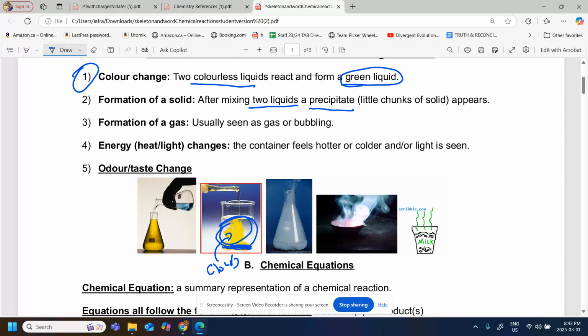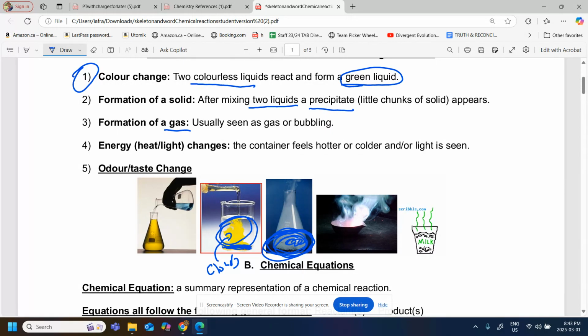You could have formation of a gas, so usually you see that as bubbling. Now, just to be clear, if you boil water, you'll see bubbling, but it's not because a reaction is happening. You really have to see bubbling when you just mix things together without changing the temperature, and all of a sudden you see bubbling. And that's because one of these new substances you made was a gas. So when you mix vinegar and baking soda together, for example, you make some carbon dioxide gas, and that's what you see the bubbling as.